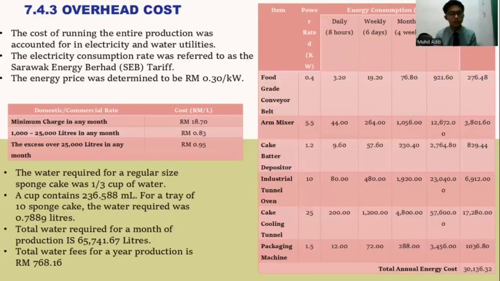Based on our calculation in the report, the total water required for a month of production is 65,741.6667 liters. So the total water fees for a year of production is 768 ringgit and 16 cents.